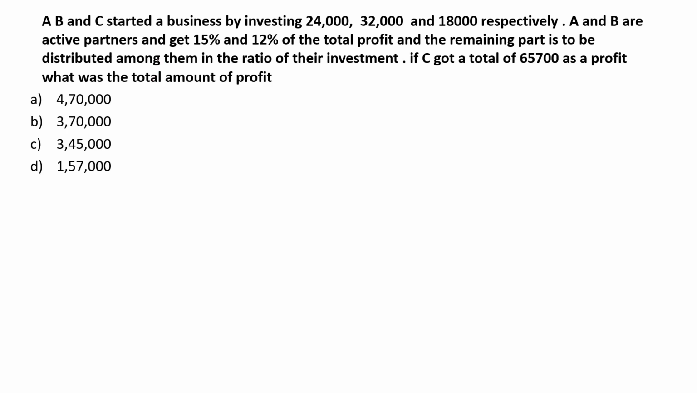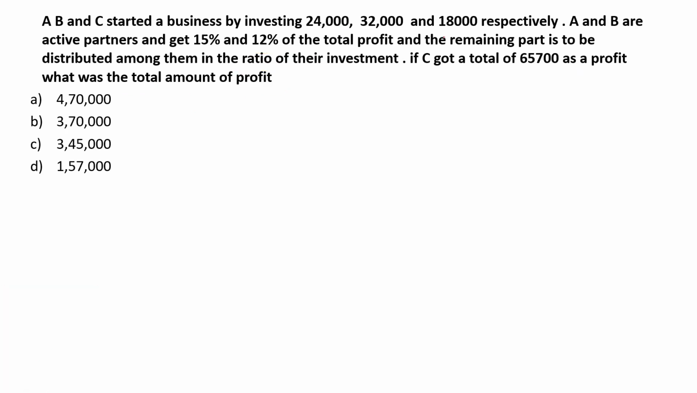A, B and C started a business by investing 24,000, 32,000 and 18,000 respectively. A and B are active partners and get 15% and 12% of the total profit, and the remaining part is to be distributed among them in the ratio of their investments. If C got 65,700 as profit, then we need to find the total amount of profit.